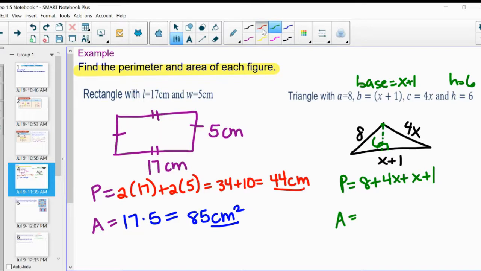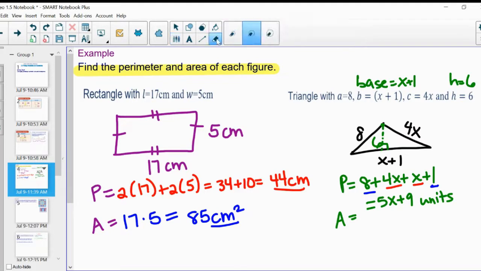So we just add up our three sides, 8 plus 4x plus x plus 1, and then just simplify the best we can. So we can combine like terms. We can combine 4x and x. And then our constants, we can combine 8 and 1. So we get a perimeter of 5x plus 9. And we don't know the units, so we can just write units, since we don't know whether it's centimeters or inches or meters or what the unit is. All right, so that's perimeter.